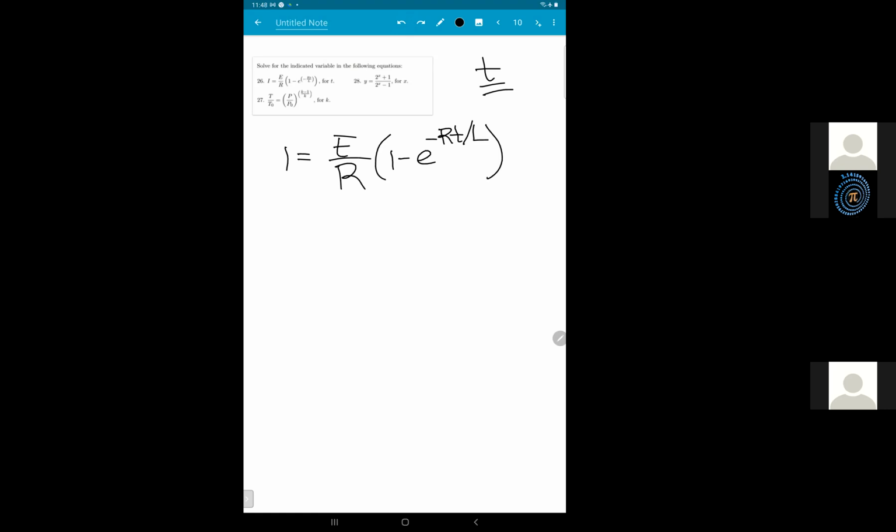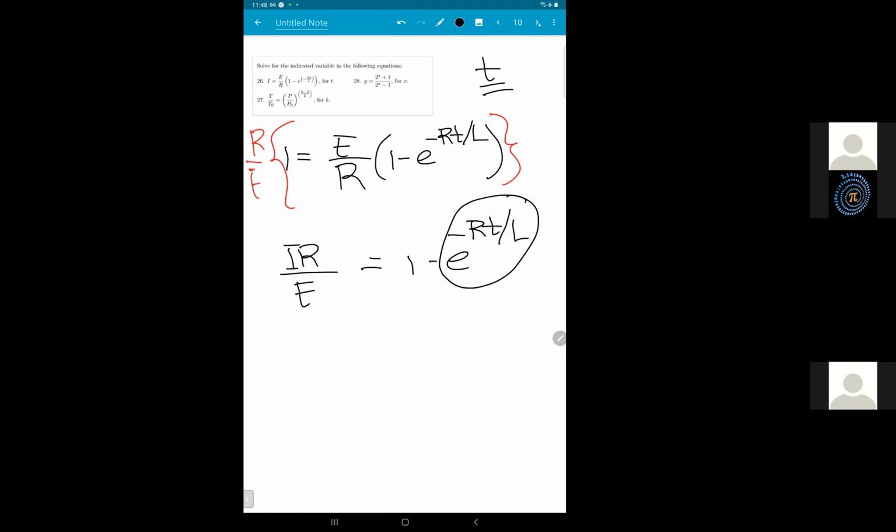So I will be multiplying by R over E. Okay, notice what happens if I multiply by R over E. This E over R transfers here. Parang cross multiply lang yan. So IR over E equals 1 minus E to the negative RT over L. We're trying to isolate this term. So kailangan mailipat natin yung iba sa kabila.